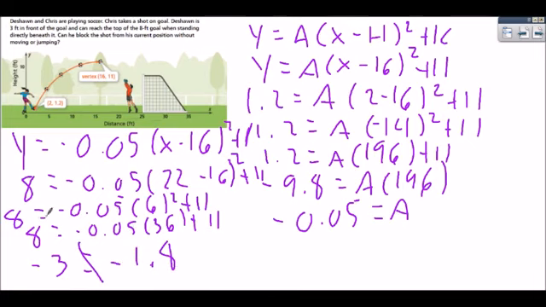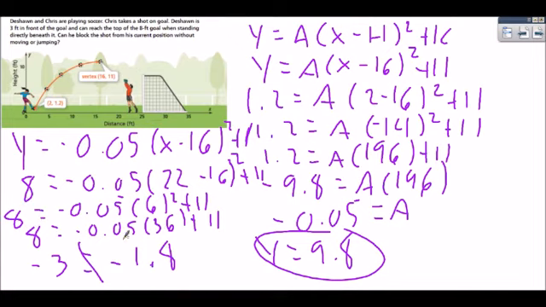Another way we could have done this is we just plugged in his X value. And if we had done that, we would have found that Y is equal to 9.8. So at that point, it would have been 9 feet, 0.8 above him, which is taller than his 8. So he can't reach it by 1.8.